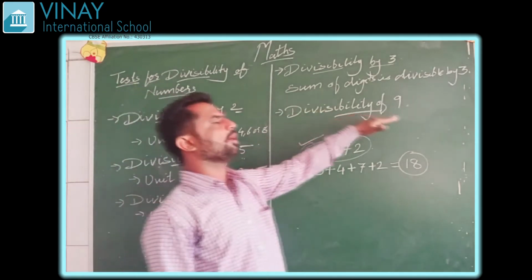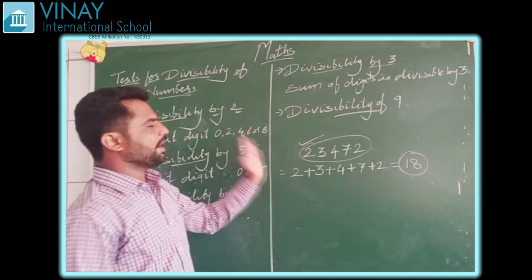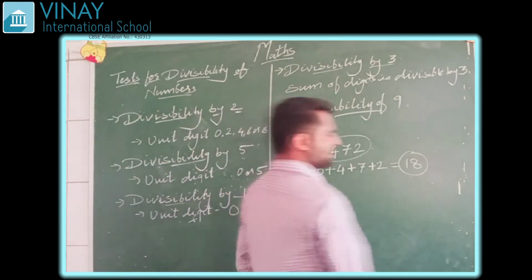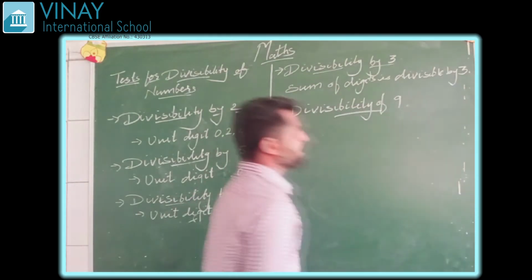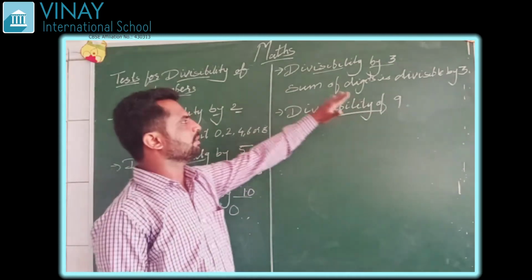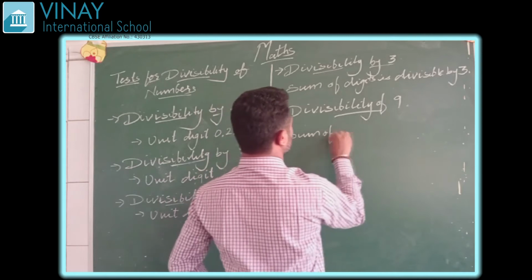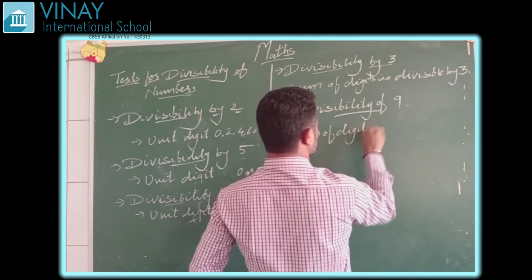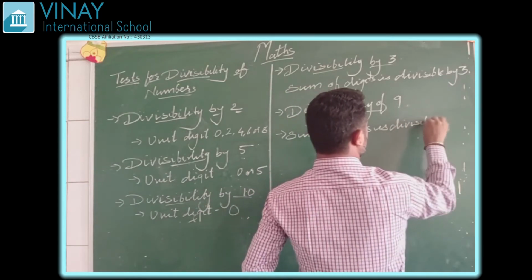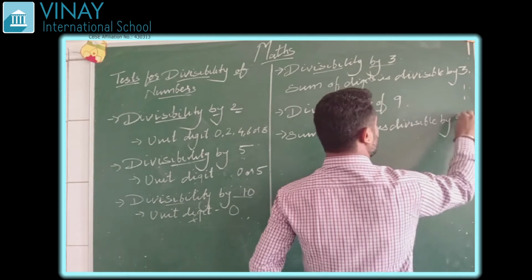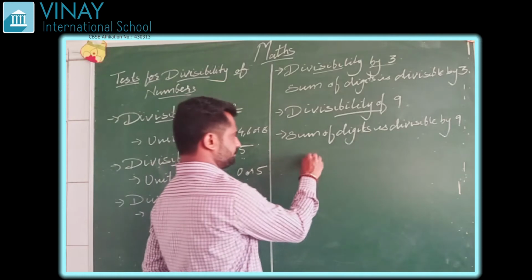So the divisibility of 9 is same as divisibility of 3, that is, if the sum of digits of a number is divisible by 9, then that number is divisible by 9. So it says that if the sum of digits is divisible by 9, then the number is divisible by 9. Let us see some other example.